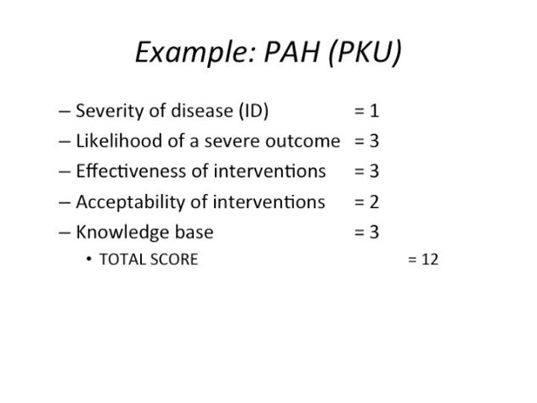The likelihood of that happening in an untreated individual, very likely, greater than 50%, got a 3. We know that there are very effective interventions, so it got a 3. The special diet is not the easiest thing for a patient to have to do, but not the worst either, so it got a 2. And then certainly we have a lot of information out there about the effectiveness of treatment, and so the knowledge base got a 3. So that ended up with a total score of 12.